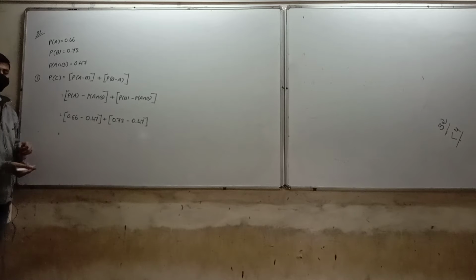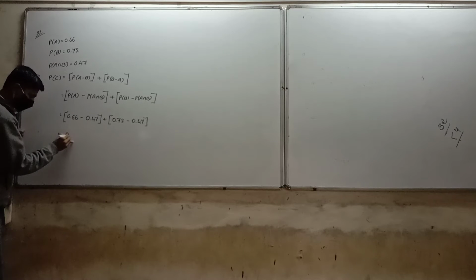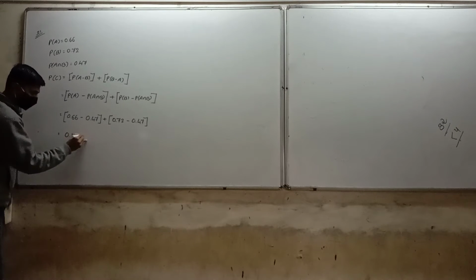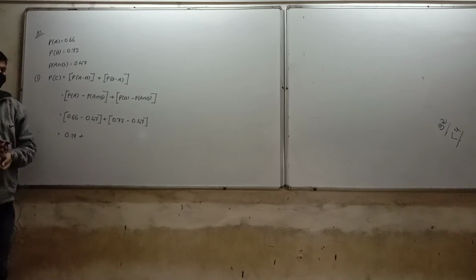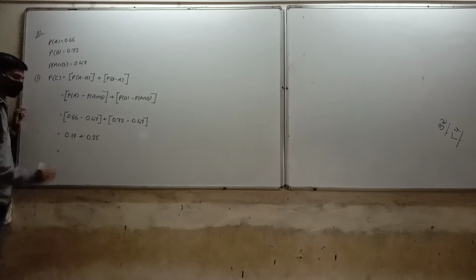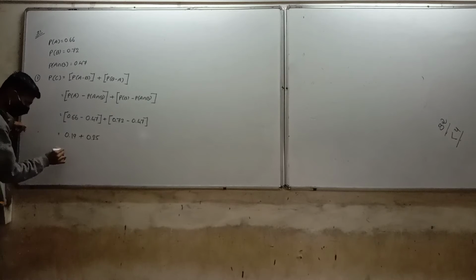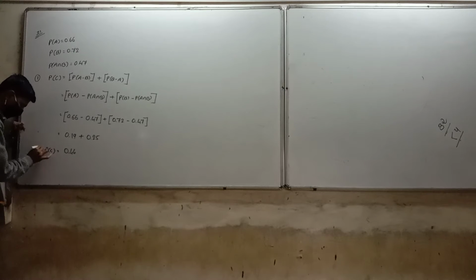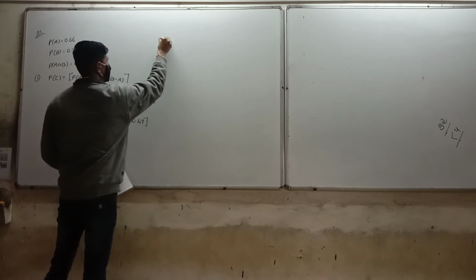Okay, now next step, using calculator 0.66 minus 0.47, your answer 0.19 plus another bracket difference find out 0.72 minus 0.47, 0.25. Addition 0.19 plus 0.25, your final answer 0.44. Okay, and second question, number 2.